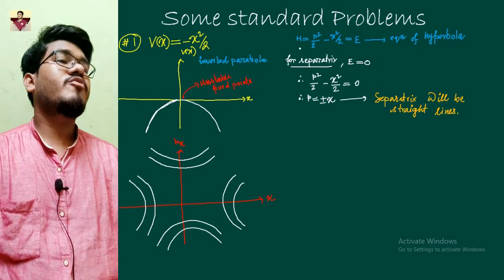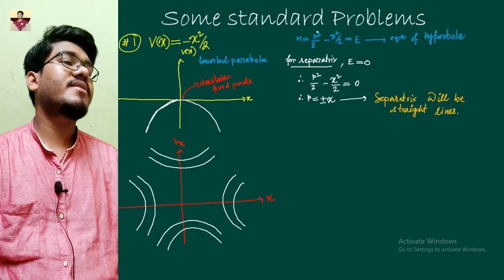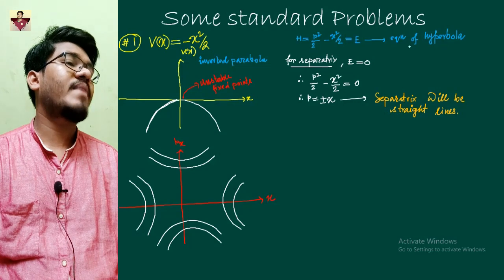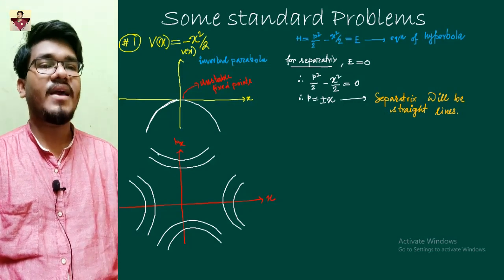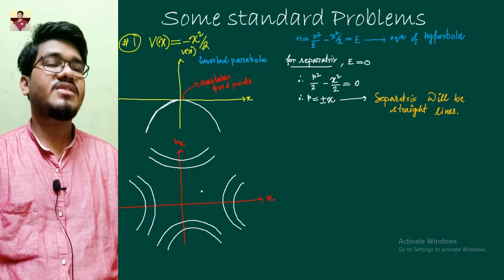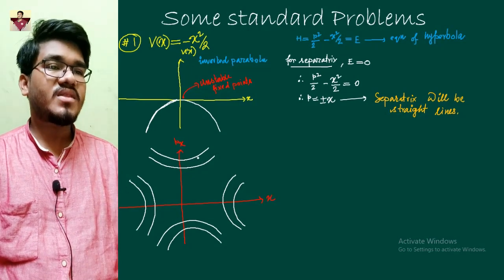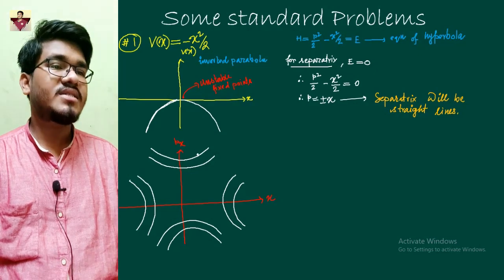Okay. Now if you write the Hamiltonian, it will be looking like this. So obviously it is an equation of hyperbola. So the phase space trajectories will be hyperbolic in nature. So I have drawn the phase space trajectories here and here. Now the time to put the direction. So the direction is here.